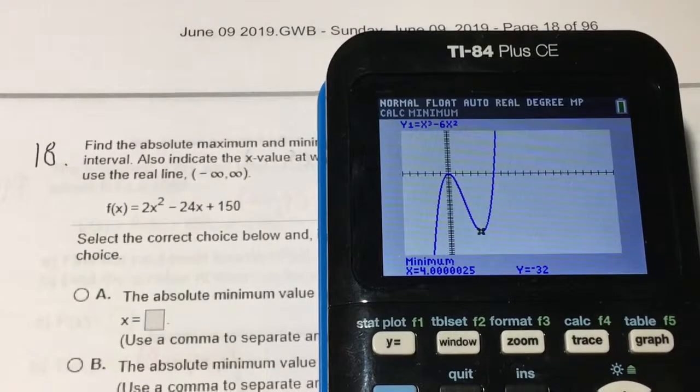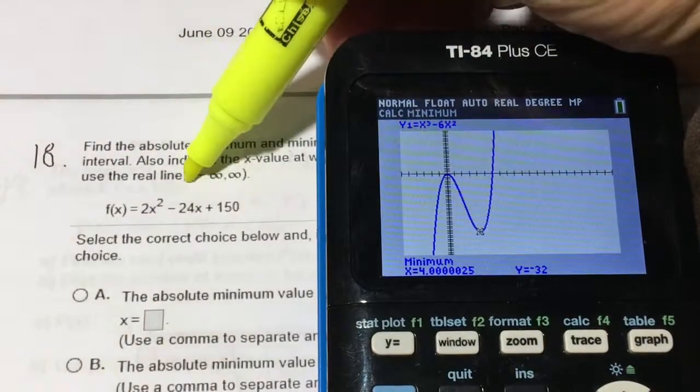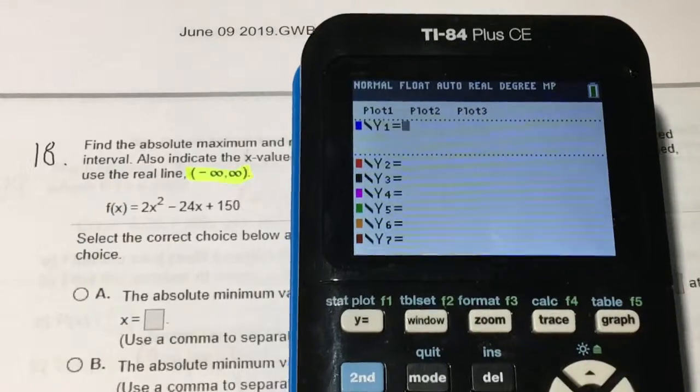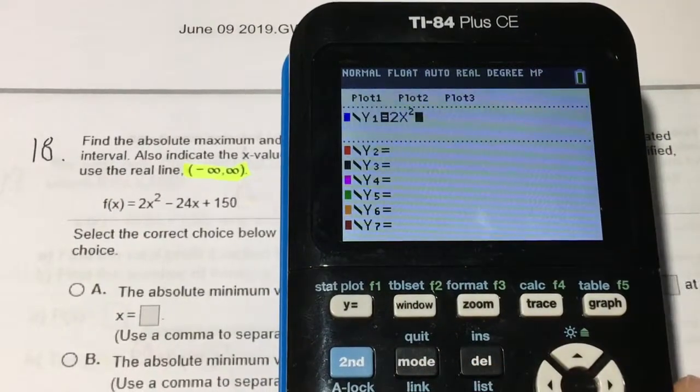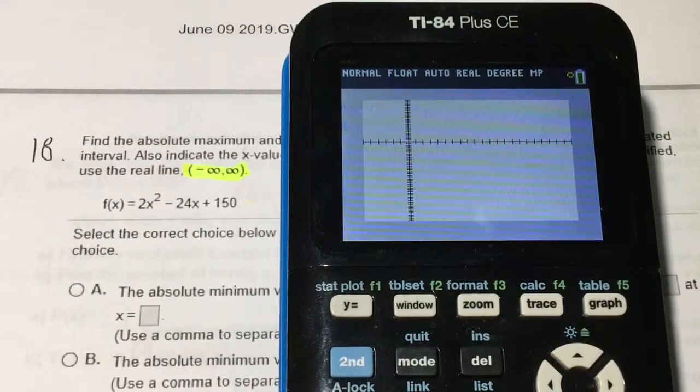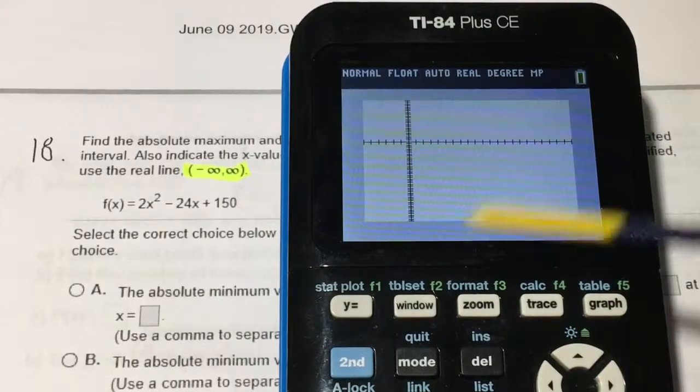Now, number 18, notice, it's an x squared, but now it says from -infinity to infinity. That's a little different. So we're going to do y equals, we're going to type this in, x squared minus 24x plus 150. Now that's going to be really hard to see in the screen. Let's see if it even shows up when I graph it. And this means it was thinking. You notice it's not even in my graph.